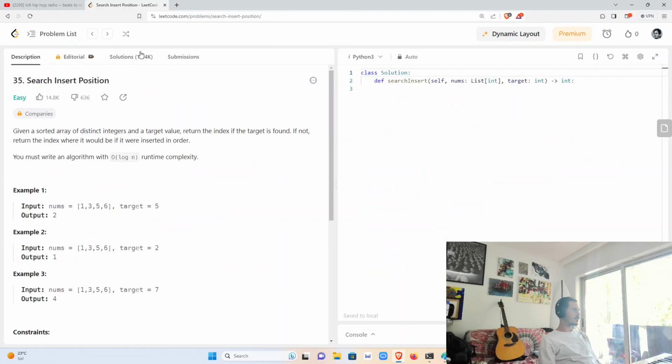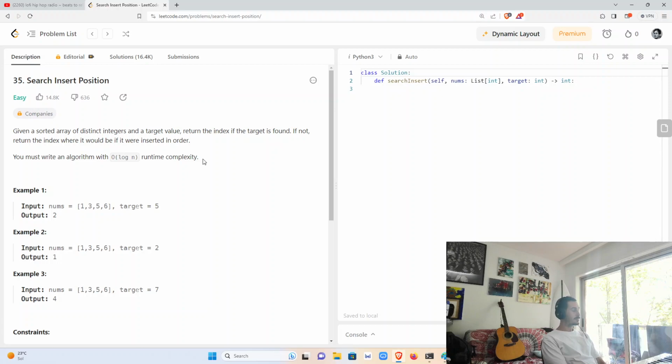Next one is search insert position. I wonder what this is. Okay, given a sorted array of distinct integers and a target value, return the index if the target is found. If not, return the index where it would be if it were inserted in order. You must write an algorithm with O(log n) runtime complexity.